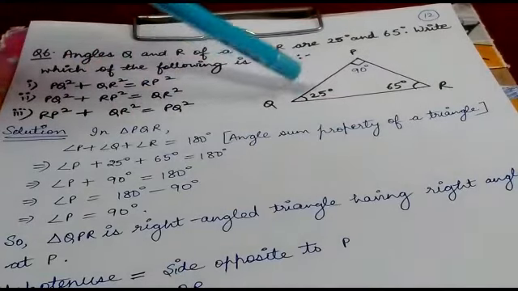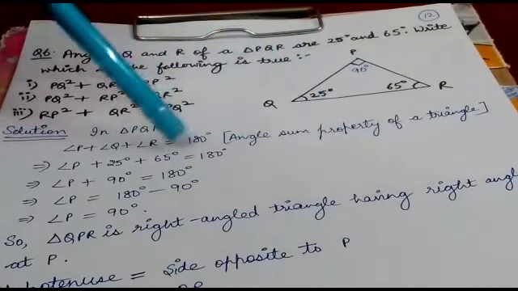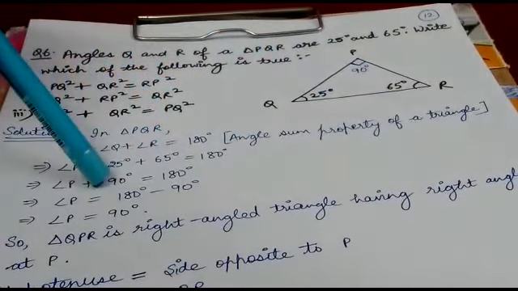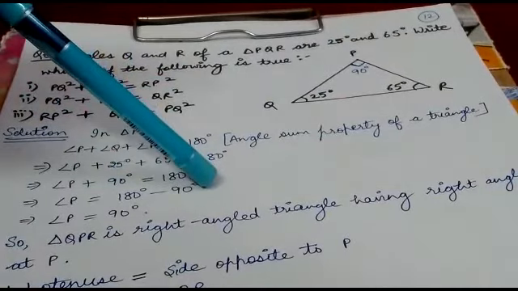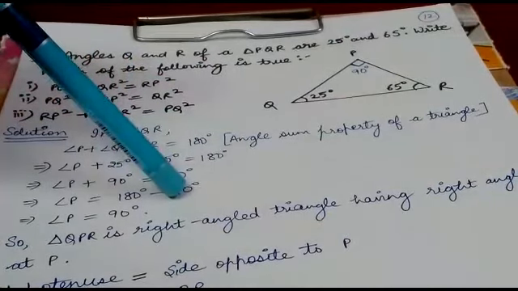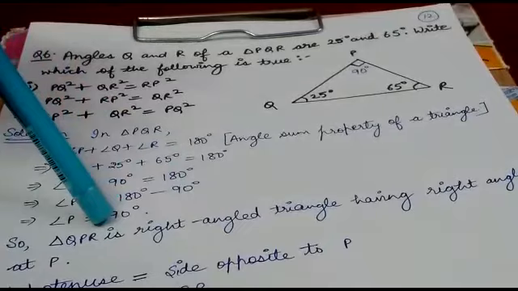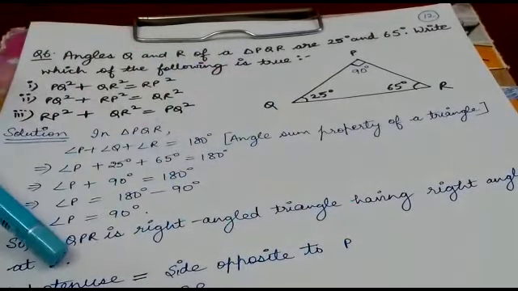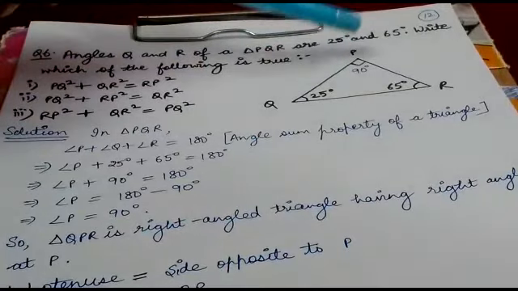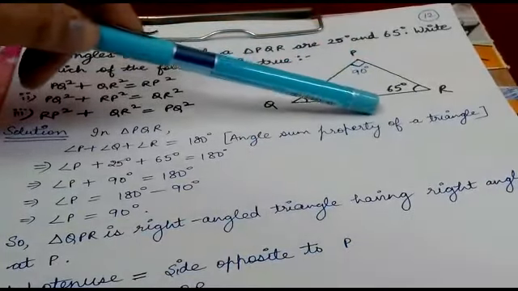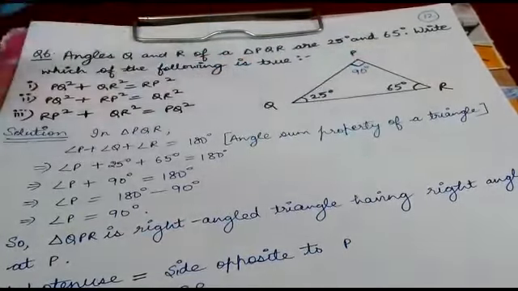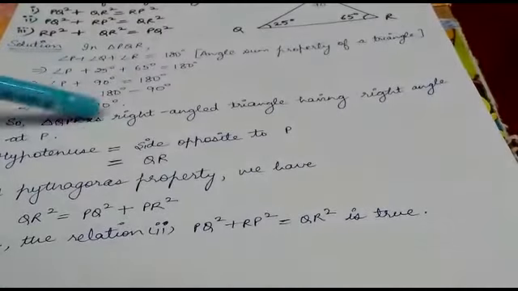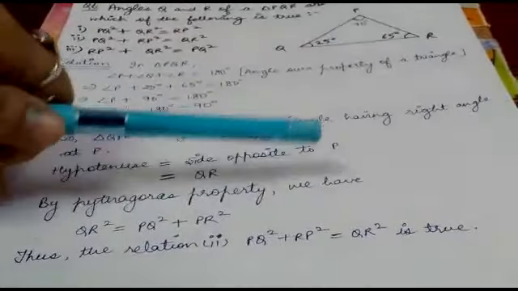So put the value of Q as 25, put the value of R as 65. This 25 plus 65 is 90. Now transpose this 90, so this will become minus 90. Angle P will become 90 degree. Now triangle PQR is a right angle triangle which is right angled at P. Now if it is a right angle, then the side opposite to the right angle must be the hypotenuse. That means QR is the hypotenuse. So the hypotenuse is equal to the side opposite to P, which is QR.